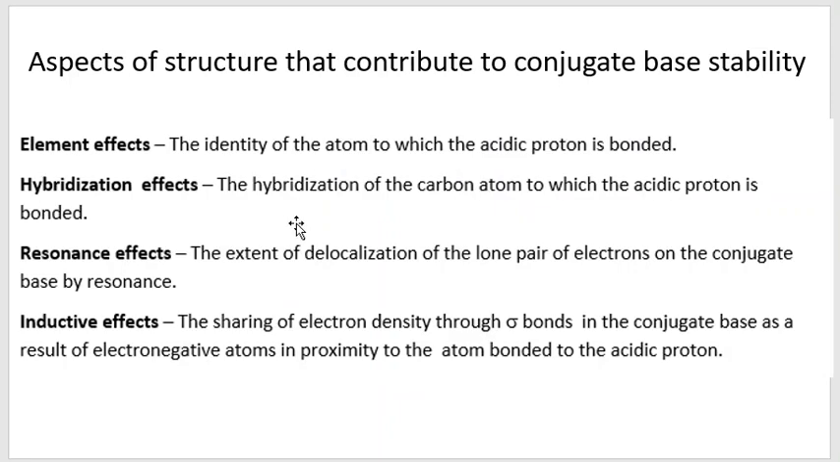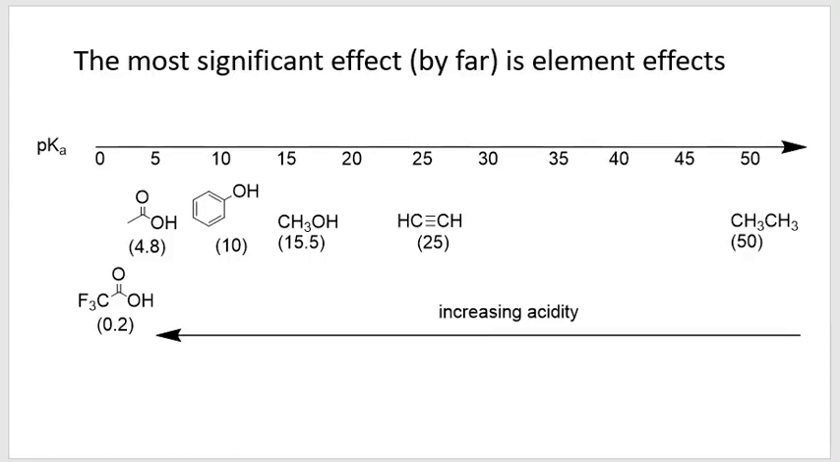There are actually four different aspects of structure that contribute to conjugate base stability. The one we were just looking at is the element effects, and that's the effect of the identity of the atom to which the acidic proton is directly bonded, not bonded somewhere down the line or somewhere else on the molecule. We're really looking at the protons that are directly bonded to the element. The others are hybridization effects, resonance, and inductive effects, and we'll look at each of these briefly here. Element effects are by far the most important effect.